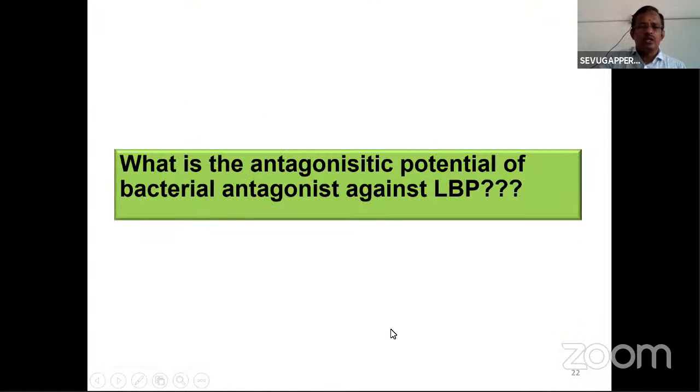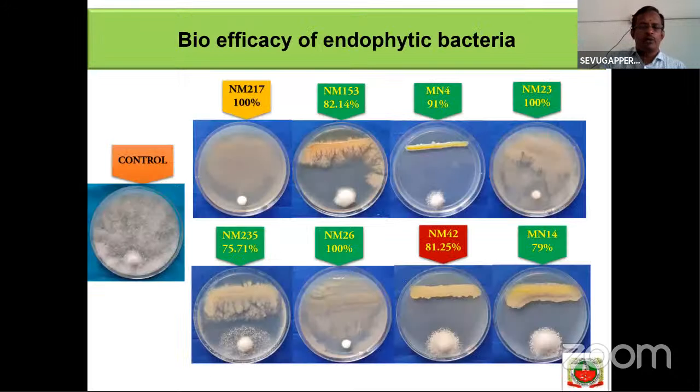What is the antagonistic potential of the bacterial antagonists against late blight of potato? These were screened. This picture shows the bioefficacy: we can see how the Phytophthora completely colonized the untreated plate, and here the complete suppression of this Phytophthora is noticed.